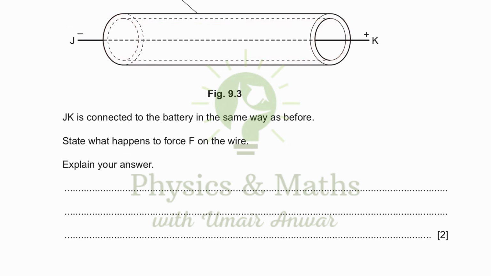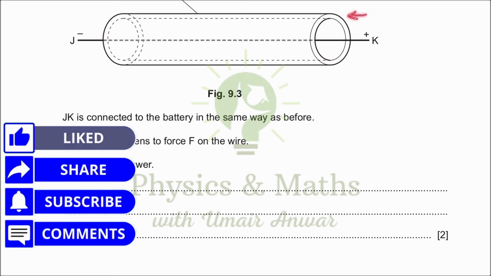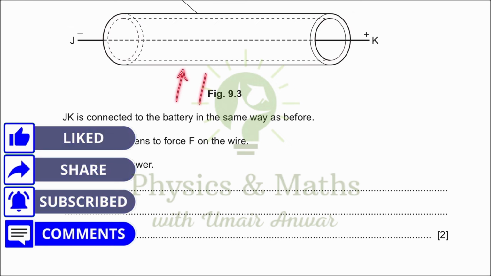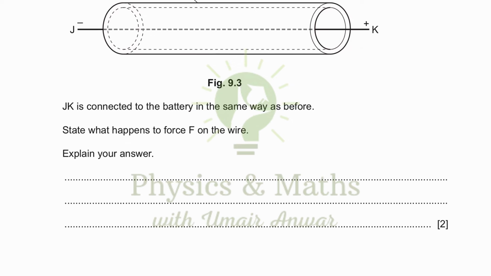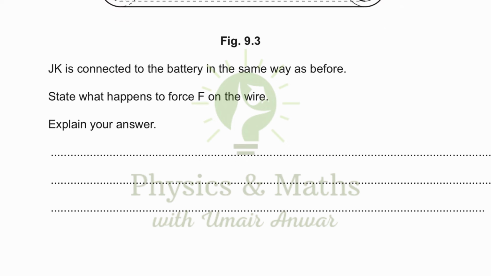Since the wire is placed in an iron tube, and iron is a material which provides a very convenient path for the magnetic field lines to pass, all the magnetic field lines would pass through the iron material coming from North Pole and would go towards the South Pole. And no magnetic field lines would interact with the wire. So since there is no interaction of the magnetic field lines, there is no force acting on the wire JK.